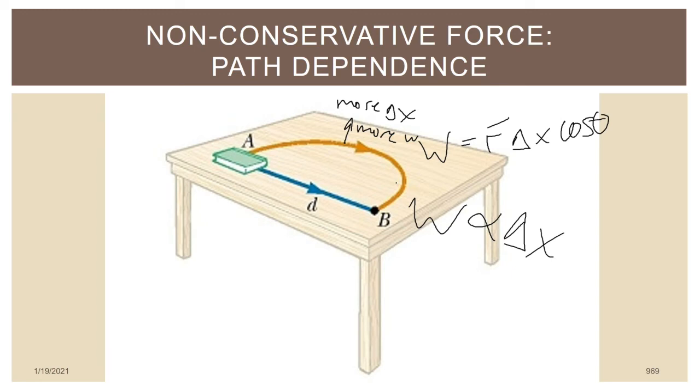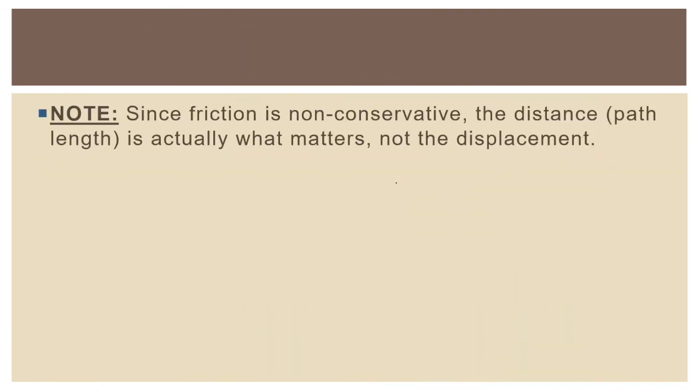Now, we're going to use all this to solve a couple of problems. But before we do that, there are just some general notes that we should write down about what we just said. The first thing we'll say here is since friction is non-conservative, the distance or the path length is actually what matters, not the displacement.